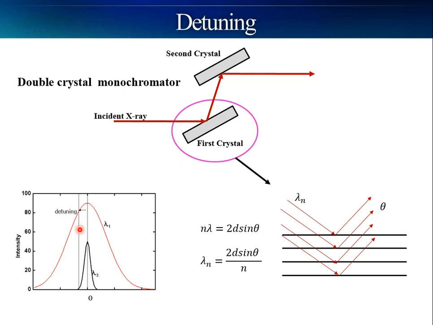So, in the process of detuning, first you rotate the double crystal monochromator to find the maximum intensity. After finding the maximum, rotate the double crystal monochromator back to 70% of the maximum intensity. Therefore, you can remove the high frequency mode, so you can get the monochromatic wave.